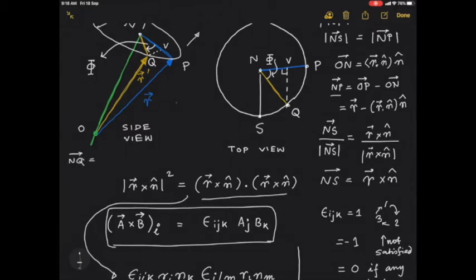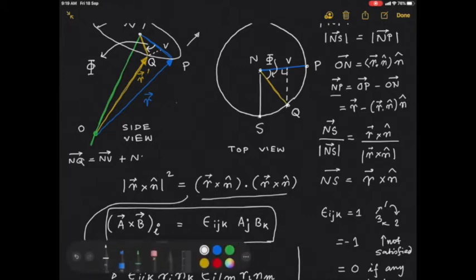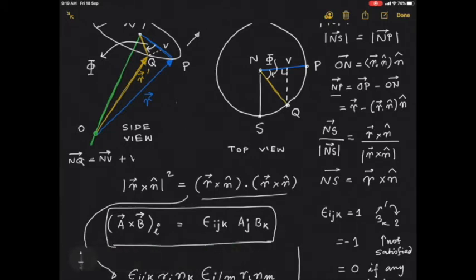The vector NQ, I can write as a combination: NV, which is the projection of NQ along NP, plus NS, or NV plus VQ.